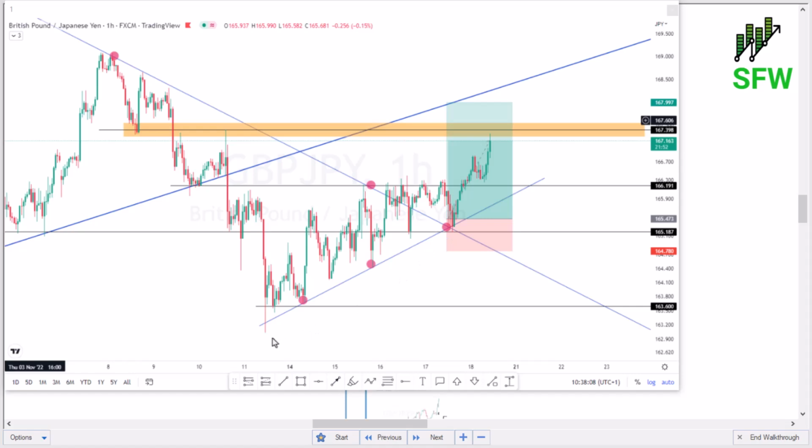Also, we have another one which originated from the bottom, point 1, point 2, for the third touch. So you see, I've gotten two confluences which led me to take this trade.